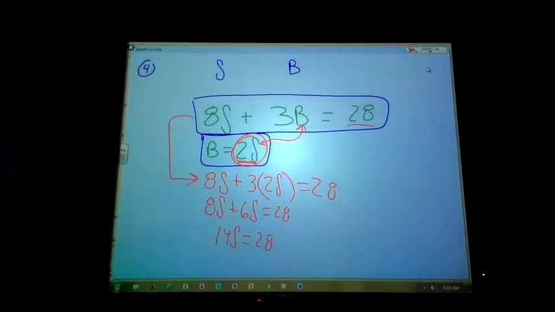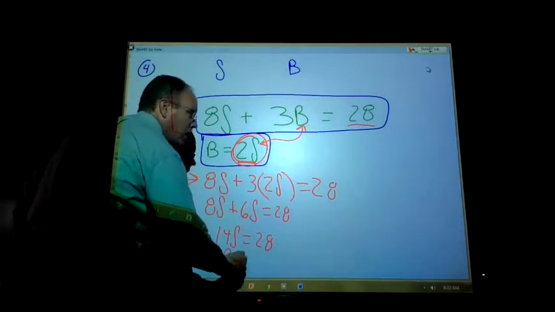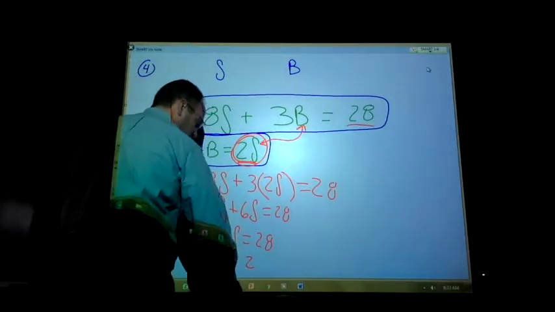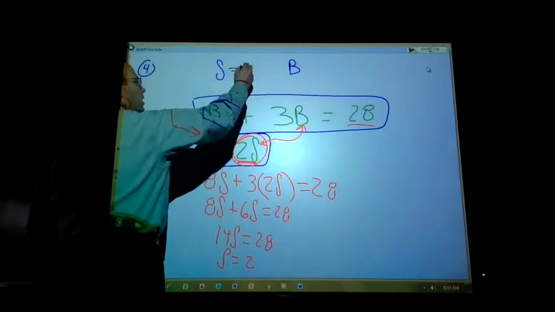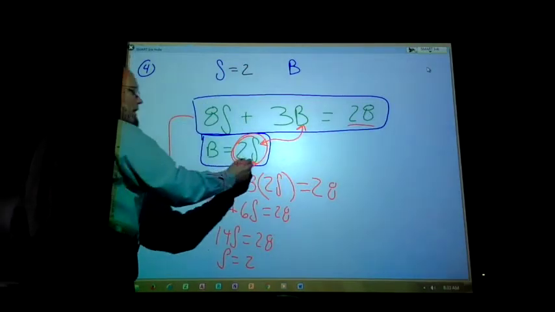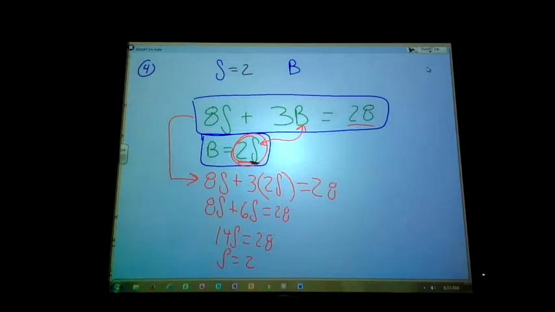Reese, in your opinion, 14 times what number gives me 28? Times 2. Yeah. So my smaller number is equal to 2. If my smaller number is equal to 2, what should my bigger number be equal to?